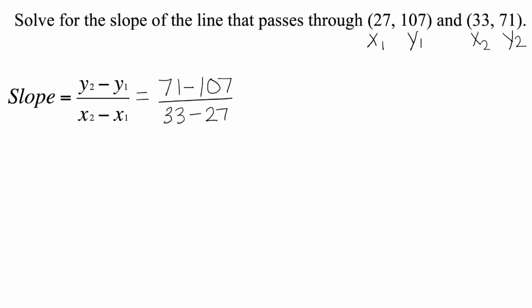Last, solve for the slope. 71 subtract 107 equals negative 36. 33 subtract 27 equals 6. Negative 36 divided by 6 equals negative 6. The slope of this line is negative 6.